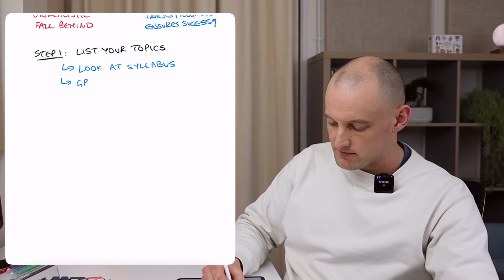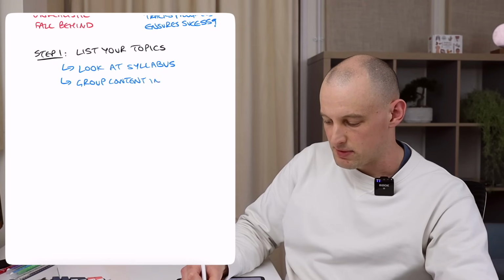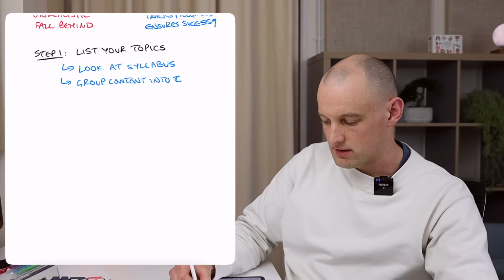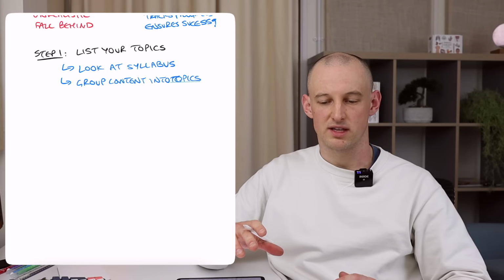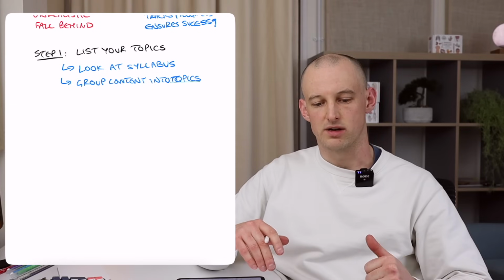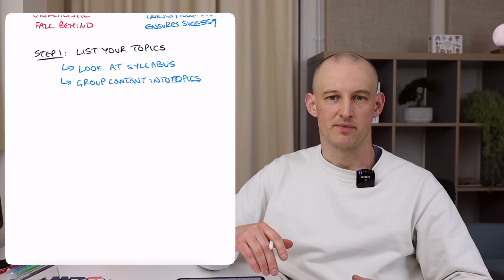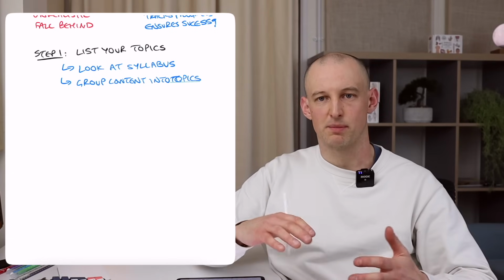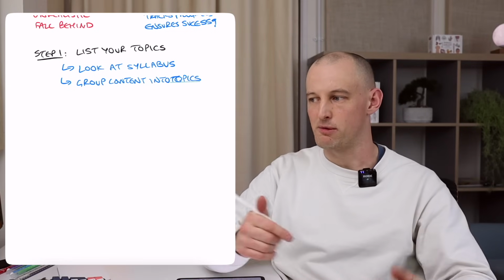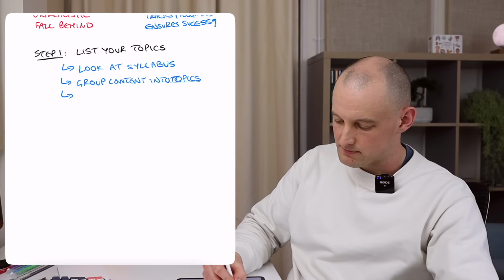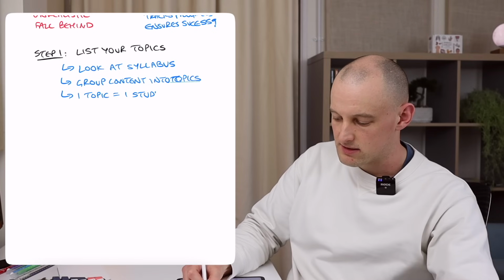Then, group the content into topics. So you group all the topics, the content, so you might need to cover pulmonary embolism, deep vein thrombosis, abnormal vaginal bleeding, whatever these small topics are, group them into bigger topics. And each topic, one topic equals one study session.